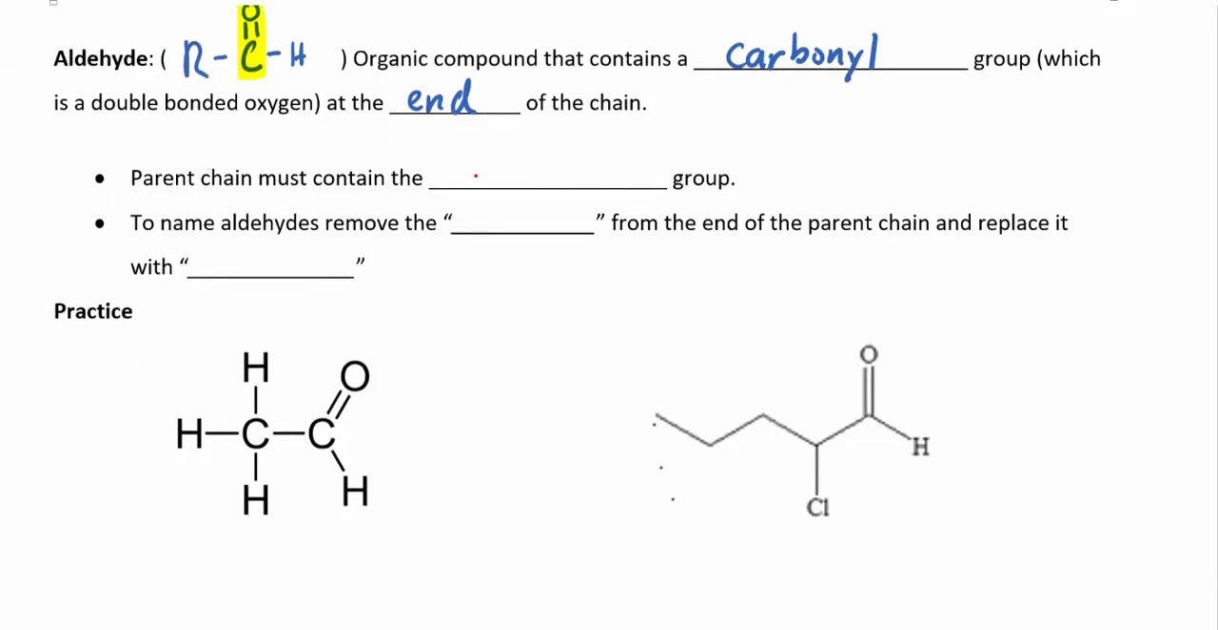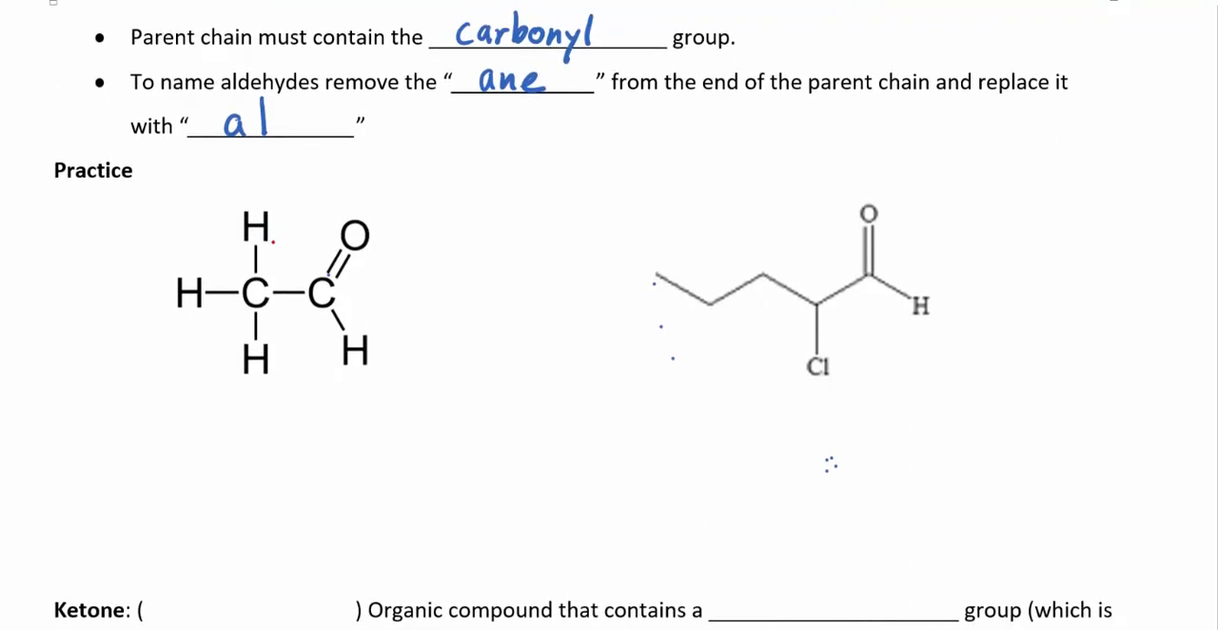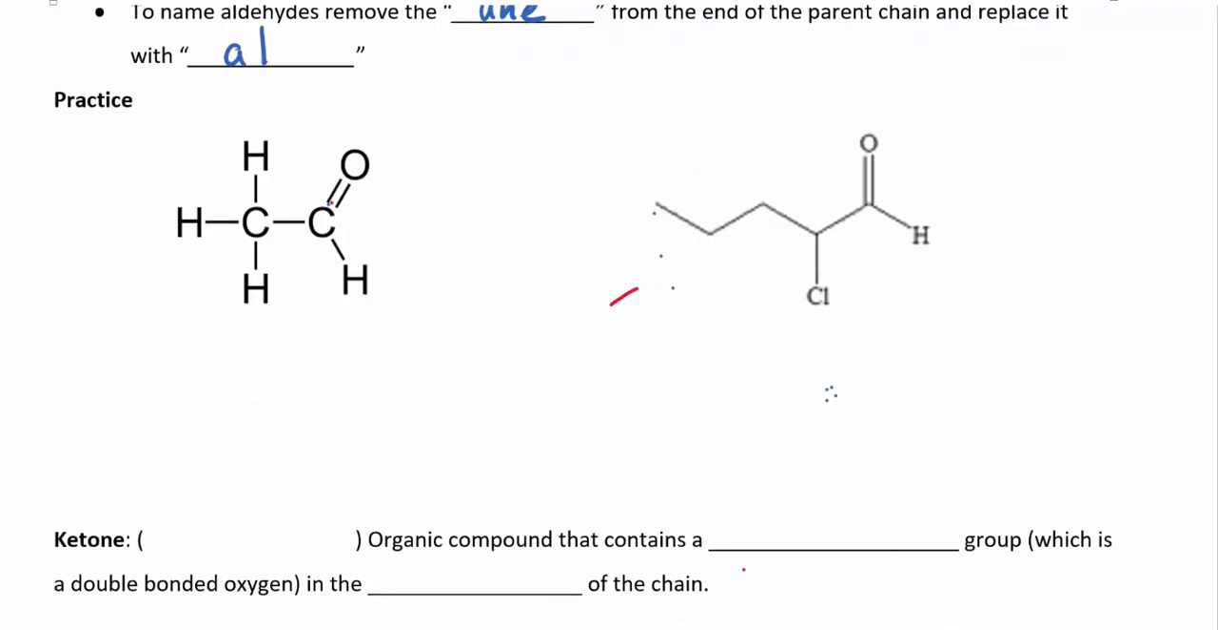Okay, so the parent chain must, no big surprise, contain the carbonyl group. And then to name the aldehyde, we remove the ane that you would normally have in your alkane name, and we replace it with al. Now this is kind of unfortunate because alcohol is different than an aldehyde, but they sometimes sound really similar. So you have to be careful about how you say them and indeed how you write them. So if you take a look at this one here, we've got a 2-carbon chain. Okay, there's my 2-carbon chain.